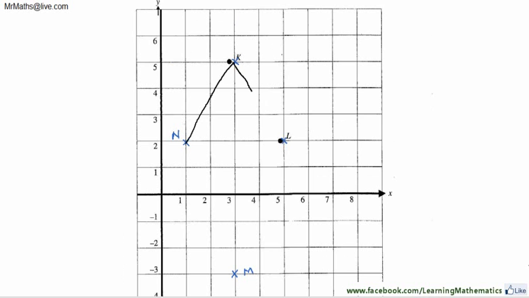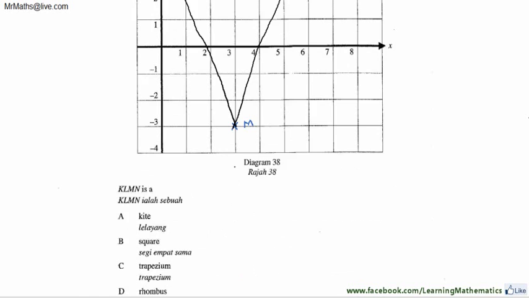Okay, this is very much symmetric. Okay, so it's a kite. Nice question, huh?